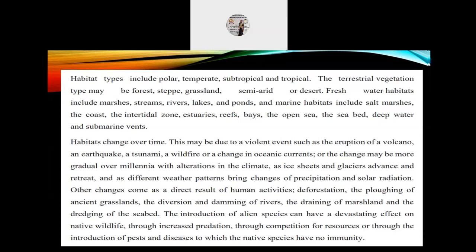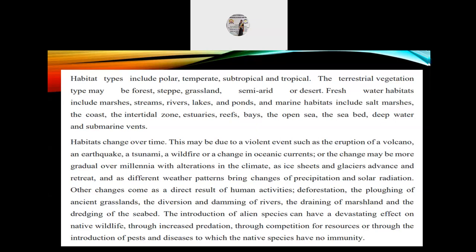Habitats change over time. This may be due to a violent event such as the eruption of a volcano, an earthquake, a tsunami, a wildfire, or a change in oceanic currents. Or the change may be more gradual over millennia, with alterations in the climate as ice sheets and glaciers advance and retreat, and as different weather patterns bring changes of precipitation and solar radiation.